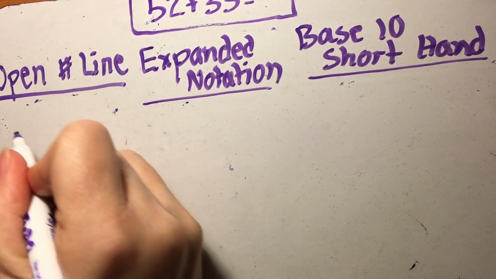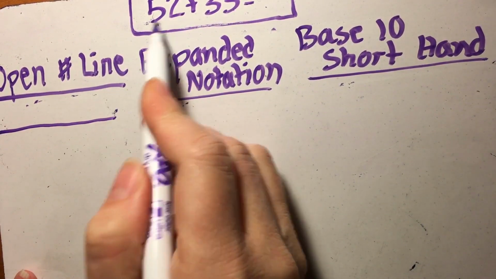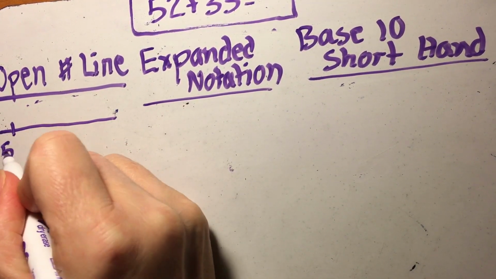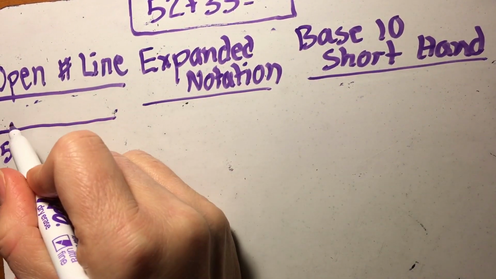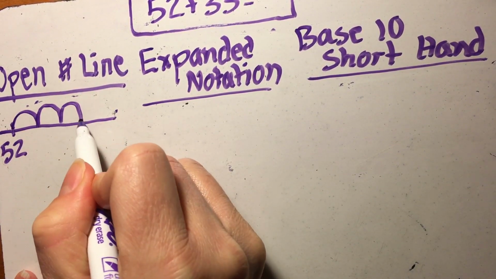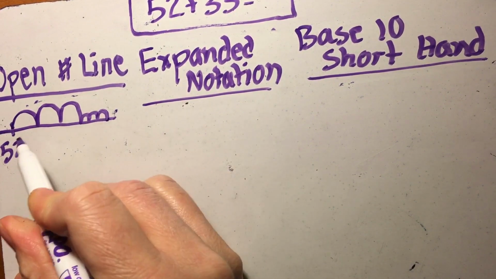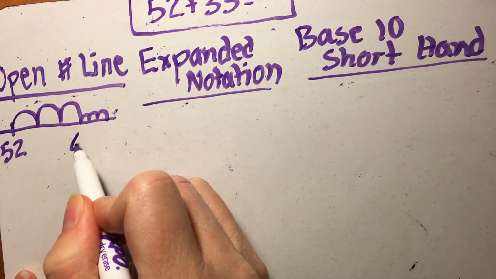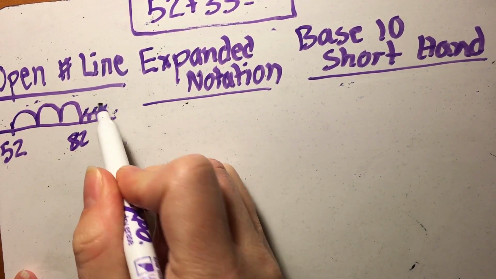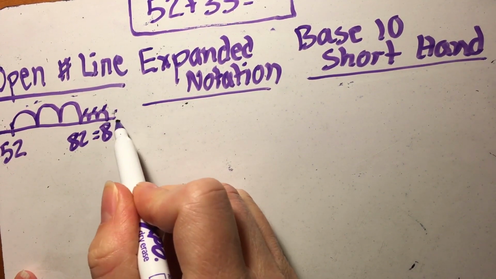So my problem is 52, I think, plus 33 is what I did here. So I started with the 52. And then I'm going to count by tens for 33. So it looks like this: 10, 20, 30, 31, 32, 33. Now I count by tens: 62, 72, 82, 83, 84, 85. So my answer is 85.